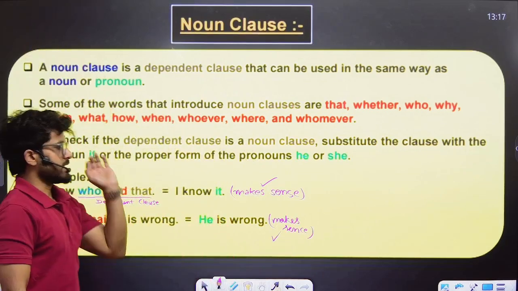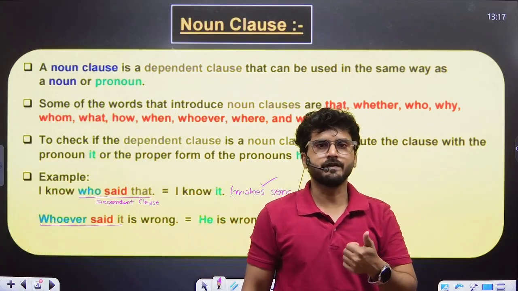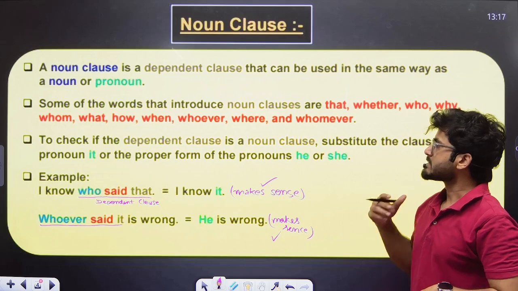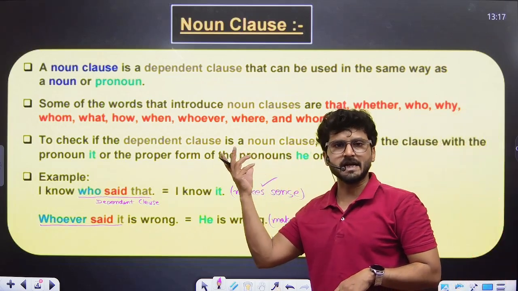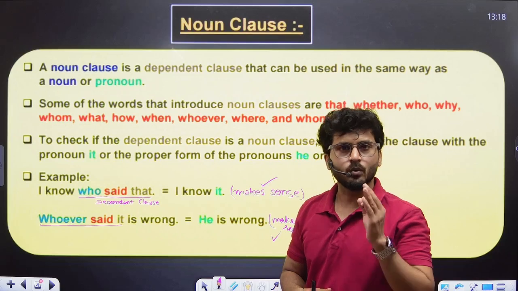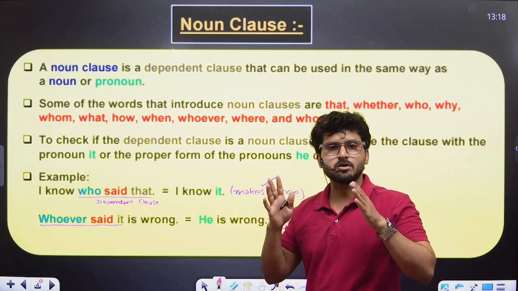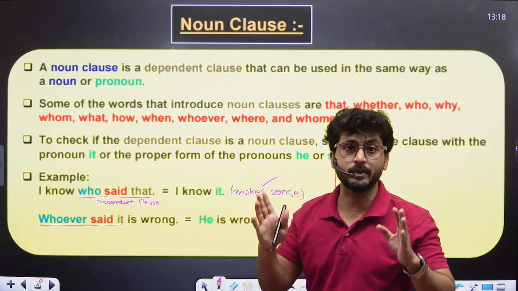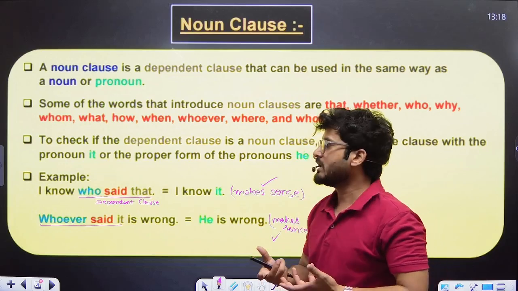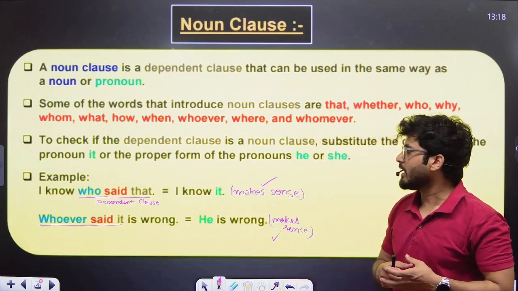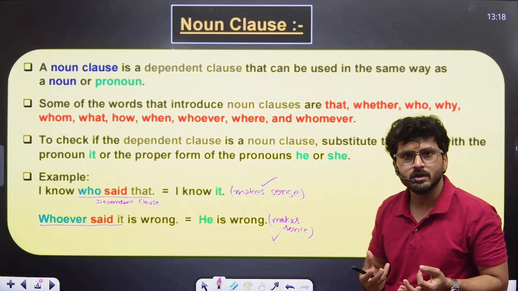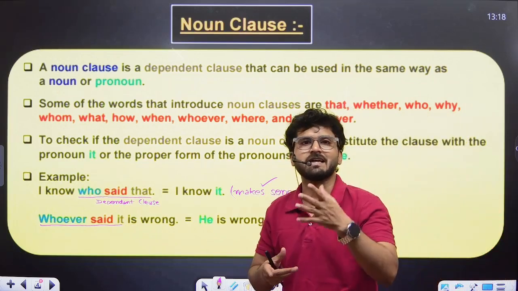Got it? So let's quickly revise. What is a noun clause? It will talk about the noun or the pronoun. The group of words will talk about the noun or the pronoun. Some words which you can observe are the subordinating conjunctions. In case you want to check whether the given clause is a noun clause or not, you are going to replace or substitute the dependent clause with it, the pronouns, or he, she. Moreover, you can also get the idea by asking questions like what, who, whom. In most of the cases, we get the answer with what.